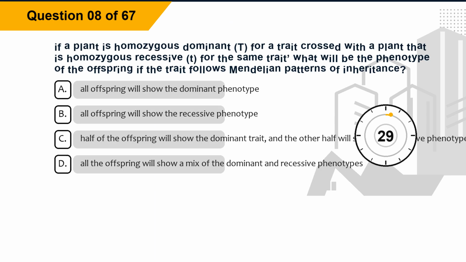Question 8. If a plant is homozygous dominant, TT, for a trait crossed with a plant that is homozygous recessive, tt, for the same trait, what will be the phenotype of the offspring if the trait follows Mendelian patterns of inheritance? Option A, all offspring will show the dominant phenotype. Option B, all offspring will show the recessive phenotype. Option C, half of the offspring will show the dominant trait, and the other half will show the recessive phenotype. Option D, all the offspring will show a mix of the dominant and recessive phenotypes.